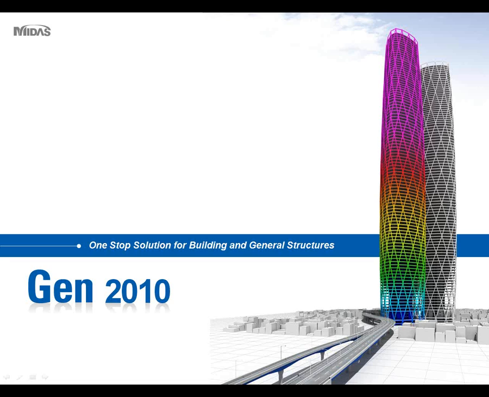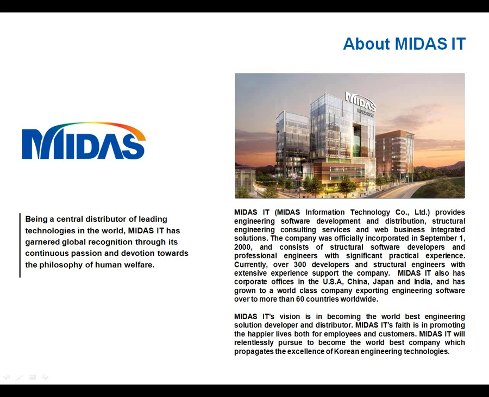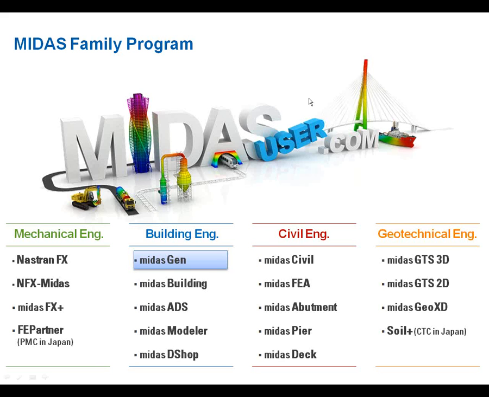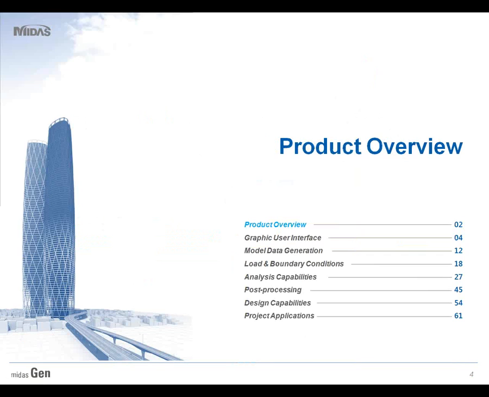Web Business Integrated Solutions. We are exporting Midas family programs to more than 60 countries worldwide through headquarters and distributors in 20 countries. This shows the Midas family programs. Among those, as you can see here, Midas Gen is for building structures as well as general purpose structures like plants or stadiums, and so on. So let's see the product overview.